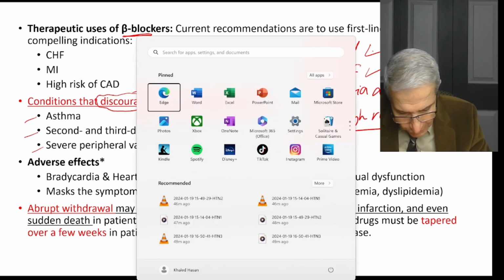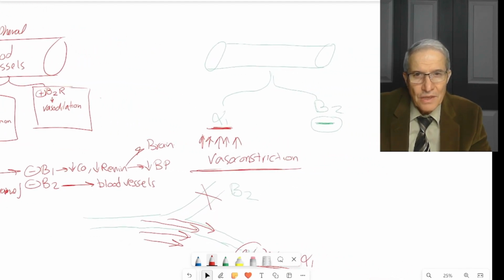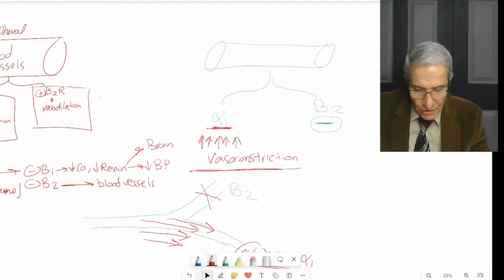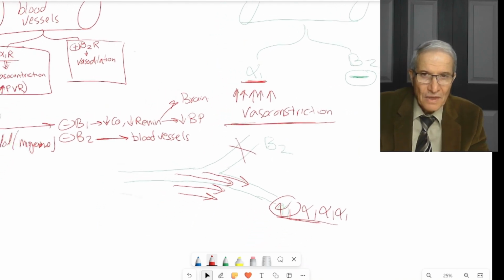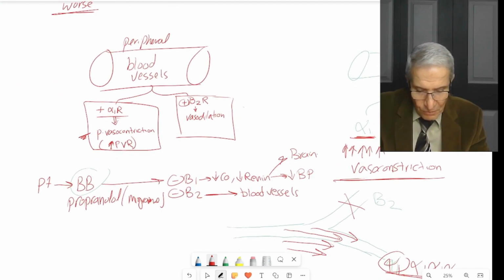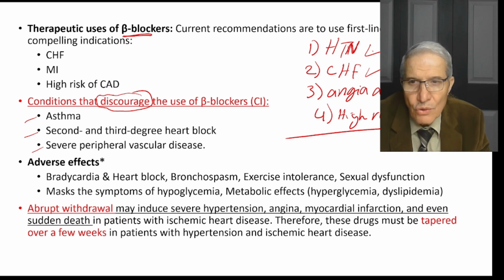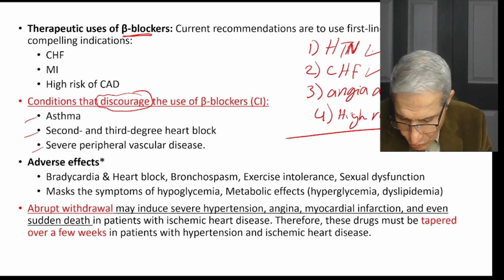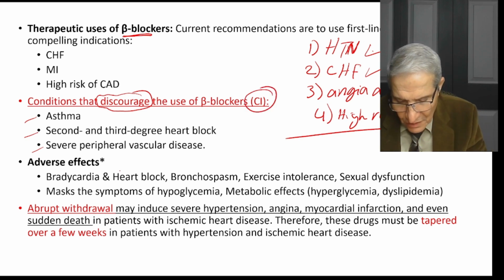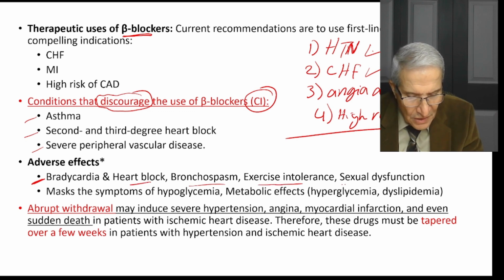You can see here what we have according to the explanation. I will go back again only to be sure we are on the same page. We already explained the river issue, the balance, and then what happened to the blood vessels. Okay, moving to the group, continue talking about the contraindications and adverse effects. Patients may suffer from bradycardia, heart block, bronchospasm, exercise intolerance, and sexual dysfunction.